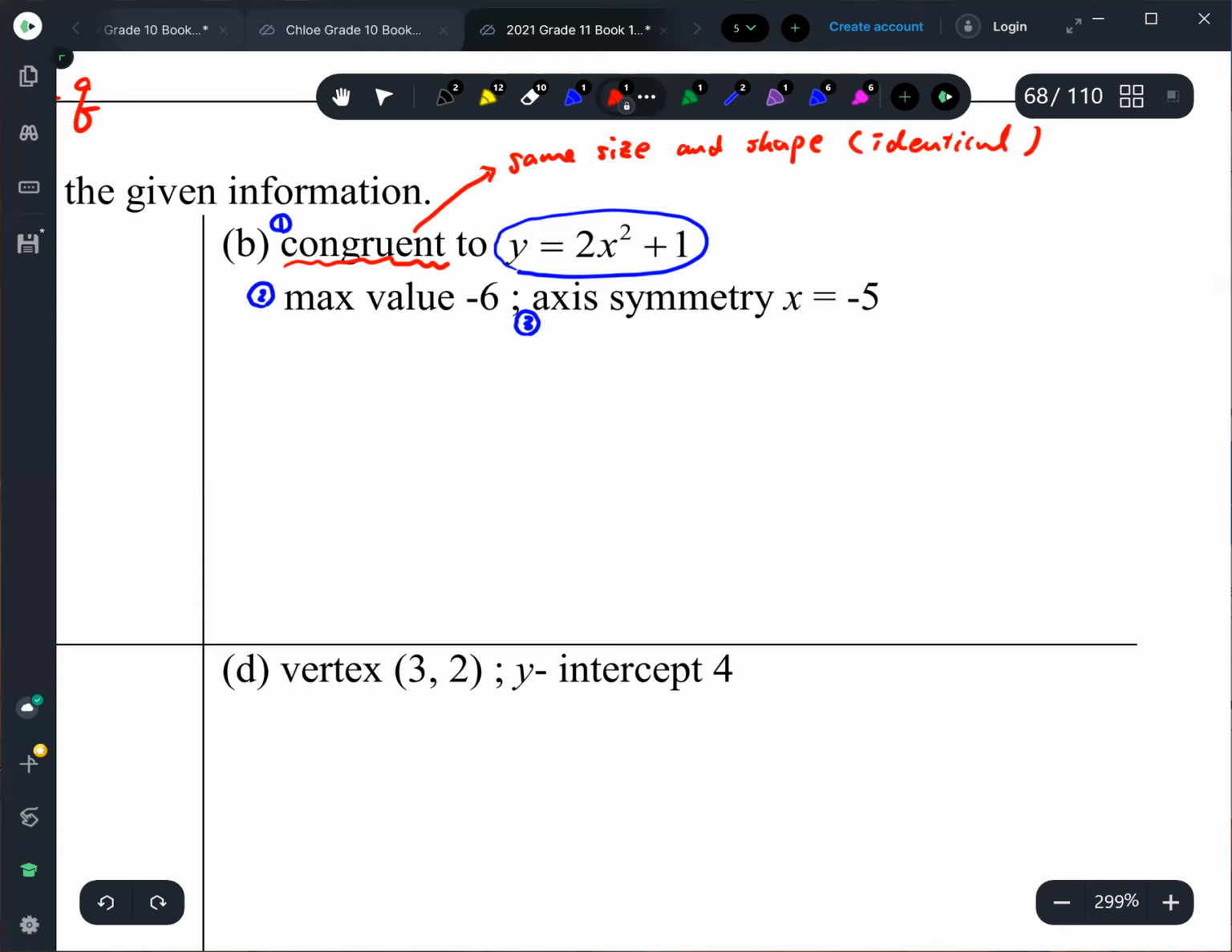So if they say similar to, that means it could be bigger, it could be smaller, but keeping the same shape, right? But for this one, congruent, it has to be exactly the same size and shape as this 2x squared plus 1. So think about what that means. And then number 2, maximum value. Number 3, symmetry. Okay, so I'll let you try this out first. See if you can catch it, right?